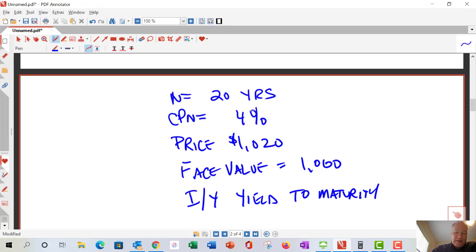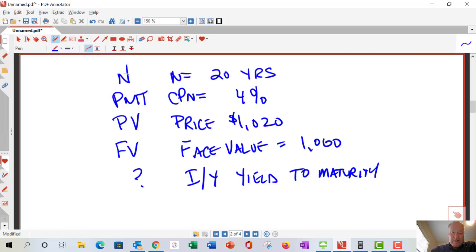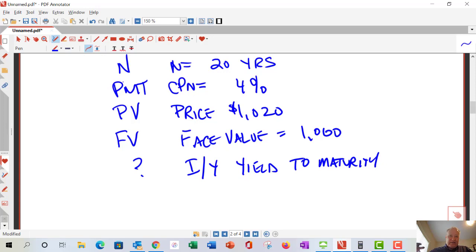Okay, so the N is our years, coupon is our payment, price is our present value, and face value, just think future value, and IY is what we're trying to solve for. Okay, so you'll note that this particular bond is trading at a premium. It's selling above par value. Of course, if the bond's trading at par value, then the yield to maturity is the same as the coupon rate, right? So that's another thing to keep in mind. In this case, we have a bond selling at a premium, so we'd expect the actual interest rate on the yield to maturity to be lower than the 4%.